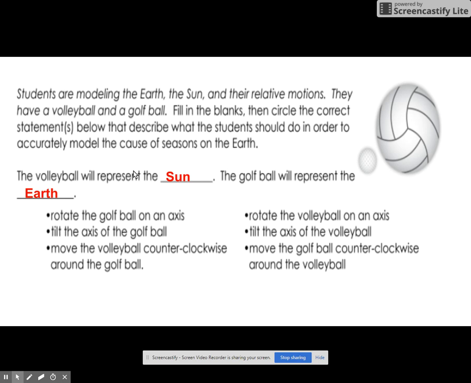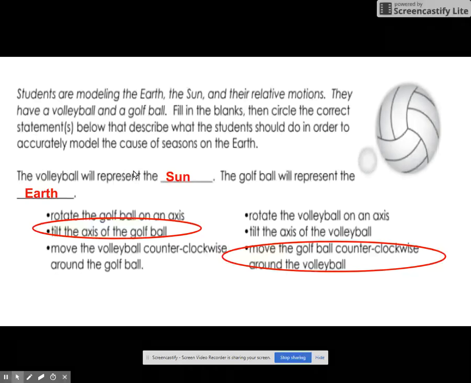So what should we do with these two items to model how seasons are formed? We should tilt the axis of the golf ball towards or away to create summer and winter. And we should also move the golf ball counterclockwise around the volleyball to recreate the different seasons as well as create that 1 year revolution.